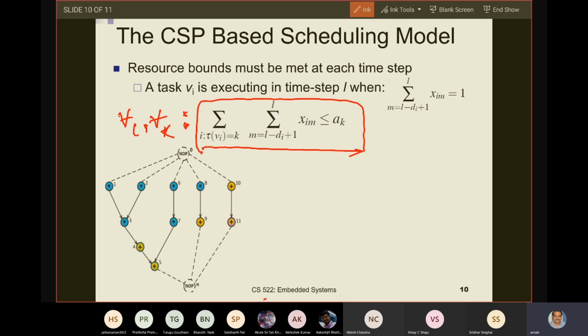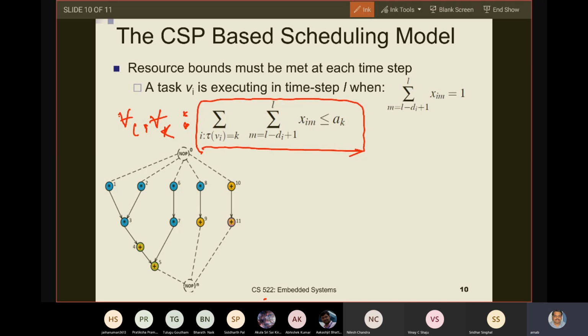For example, suppose you have 10 tasks and 6 among which will execute on a general purpose processor. So for 6 of these tasks, tau vi will be equal to K, if K denotes general purpose processor. Then this summation will be equal to 6, because for 6 tasks you will have 6 different values. Not the summation will not be equal to 6.